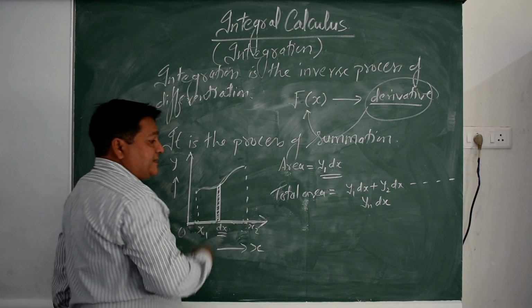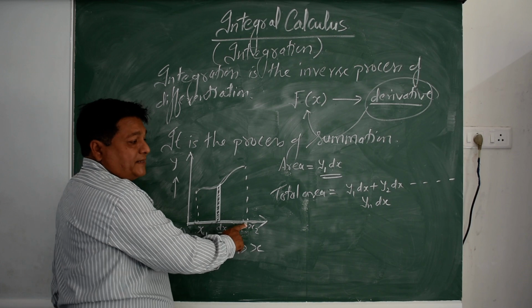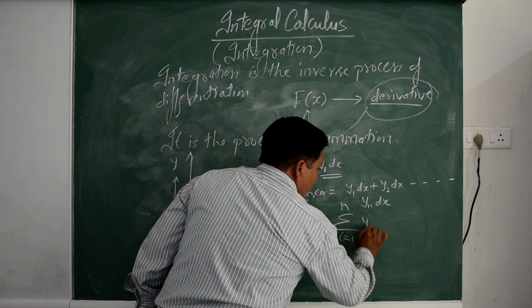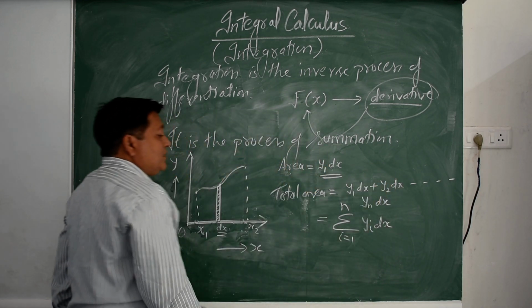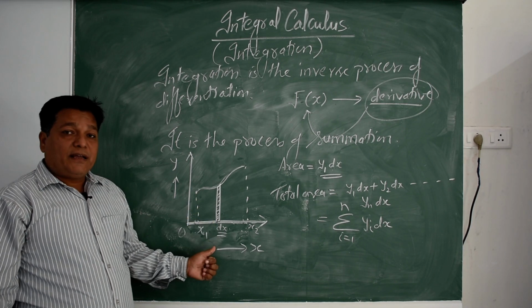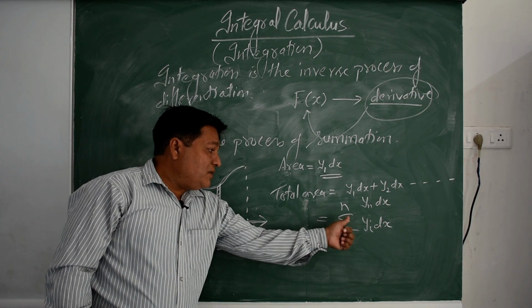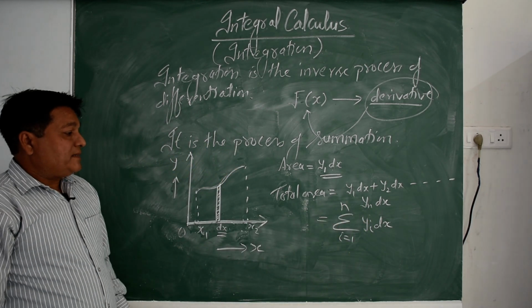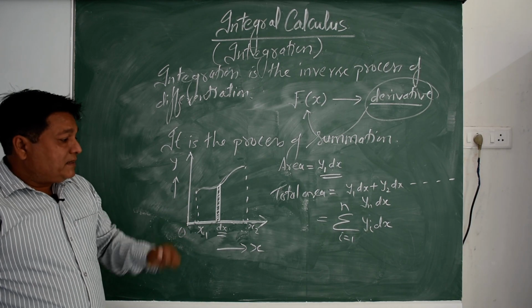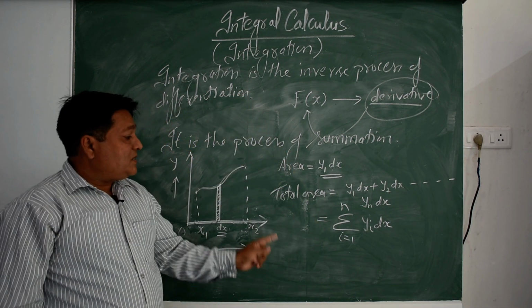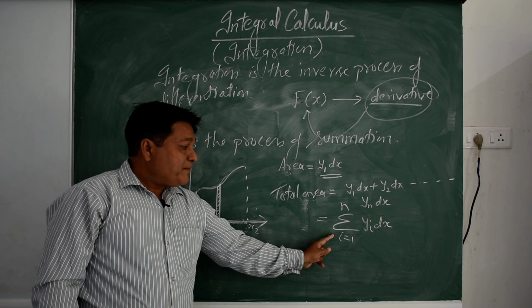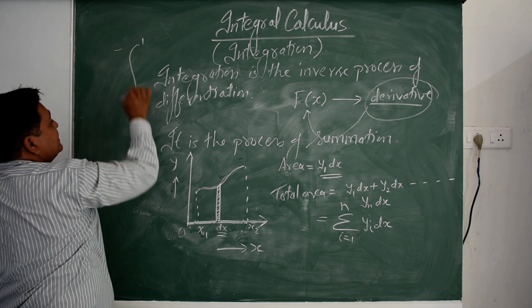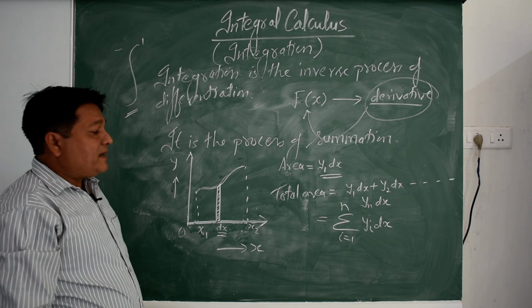How do we write this? Since we are taking parts from 1 to n, we can write sigma i equals 1 to n of yi dx. The total area in this graph we can get as sigma i equals 1 to n yi dx. In this way we can get the total area. But in the case of the integration process we do not write the sigma symbol. We use the symbol of integration, an elongated S.